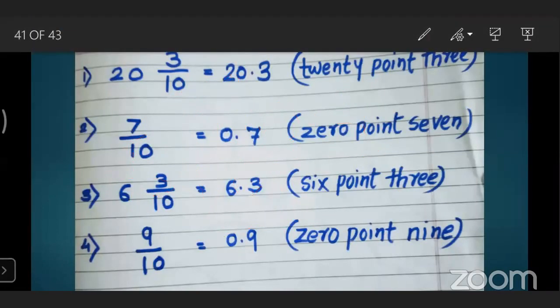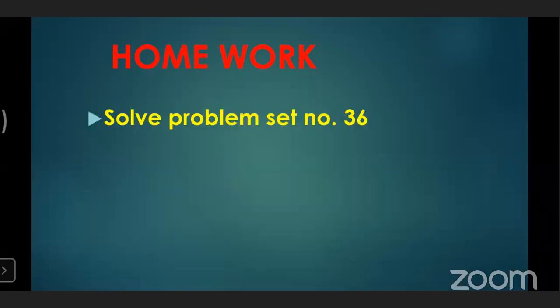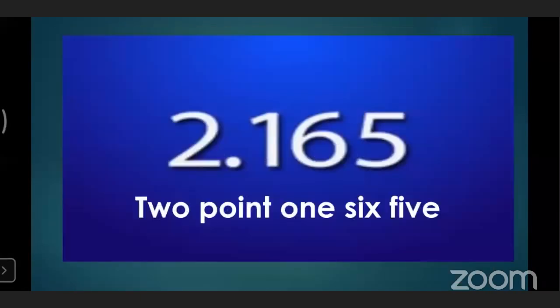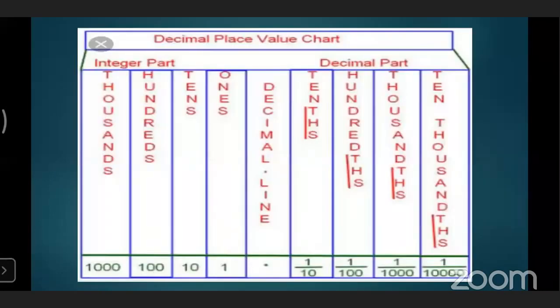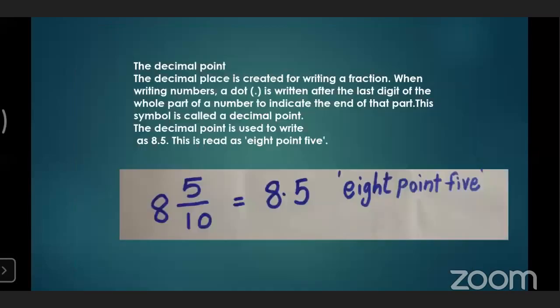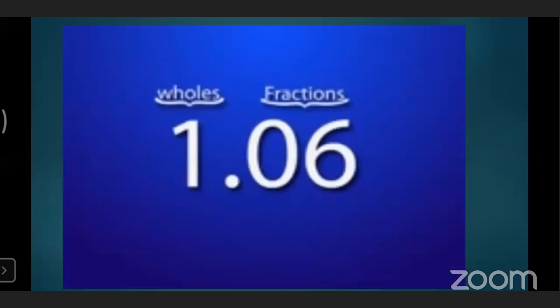Okay, let us see one more sum. Now see, observe this chart once again. After the decimal point, 1 upon 10 is at the first place. 1 upon 100 is the second decimal place. 1 upon 1000 is the third decimal place. Now let us solve some sums here.